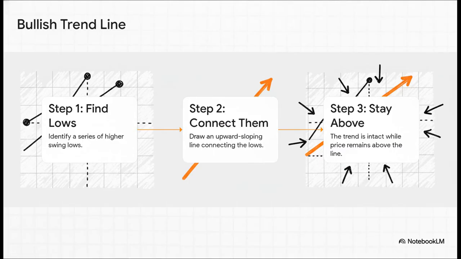Next up is the good old trend line. For an uptrend, you start by finding those significant pivot points, the swing lows, where the price dipped before it turned back up. Find at least 2 of these that are getting progressively higher, and then just connect them with an upward sloping line. This line now acts as a visual guide for the trend's support. And as long as the price stays above it, that trend is considered good to go.